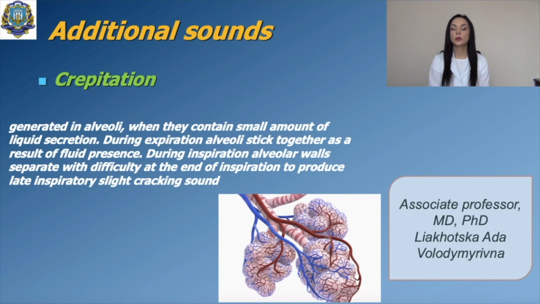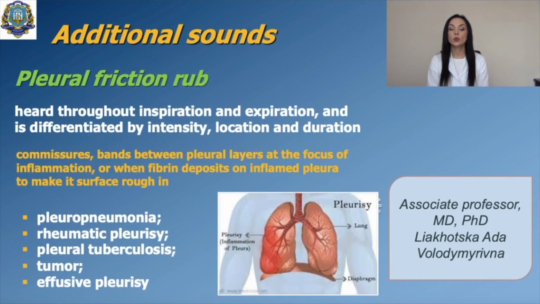Next is pleural friction rub. Heard through inspiration and expiration and is differentiated by intensity, location and duration. If the patient has some commissures, bands between pleural layers at the focus of inflammation, or when fibrin deposits of inflamed pleura make a rough surface. So let's listen.